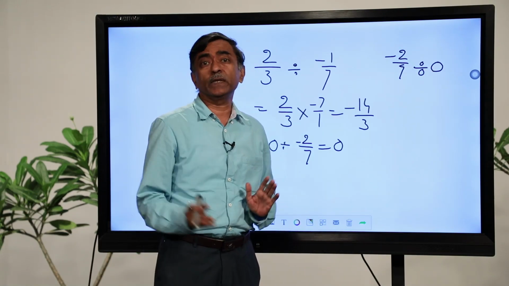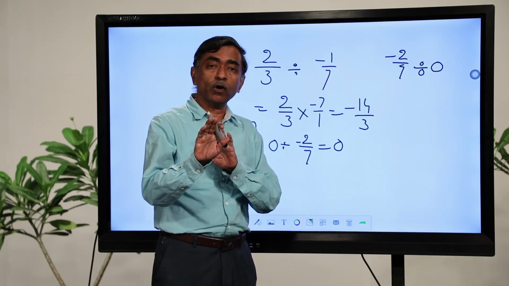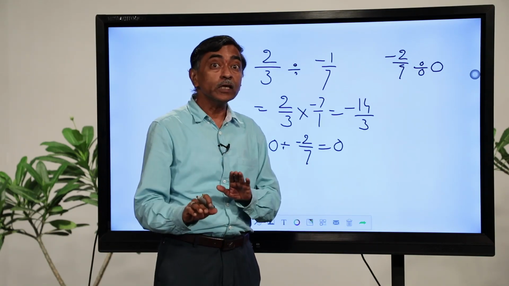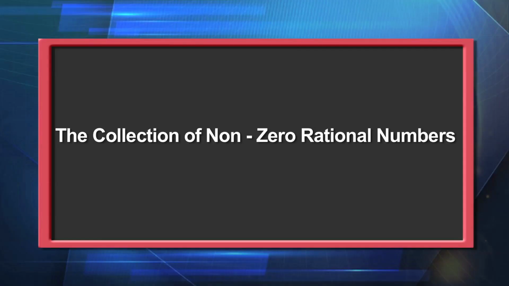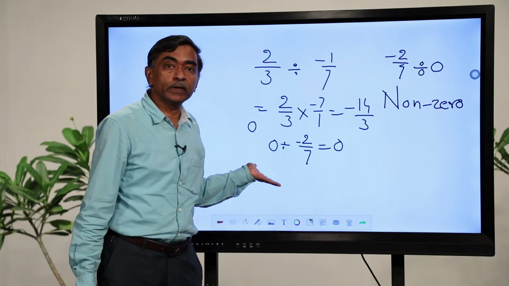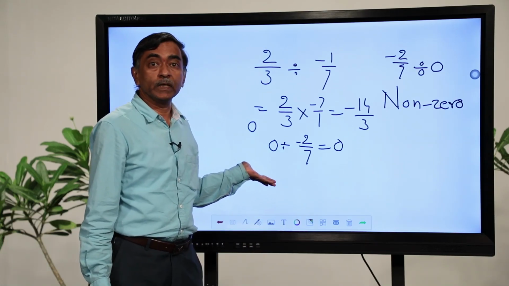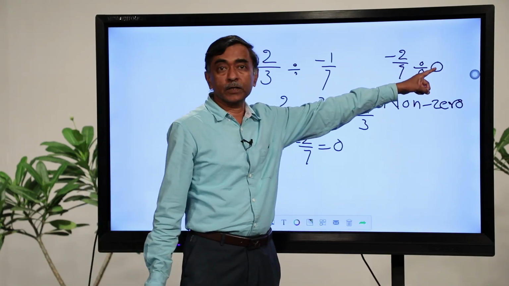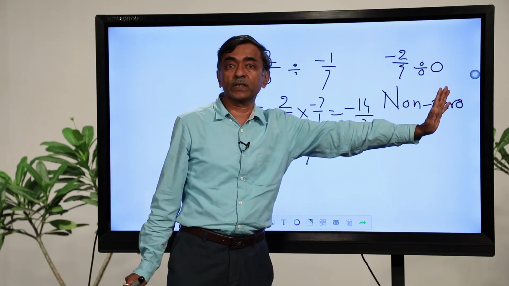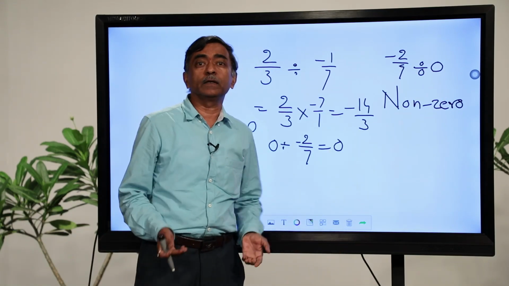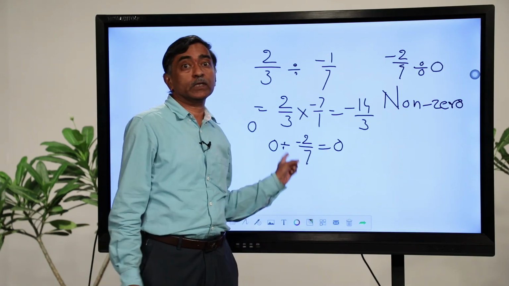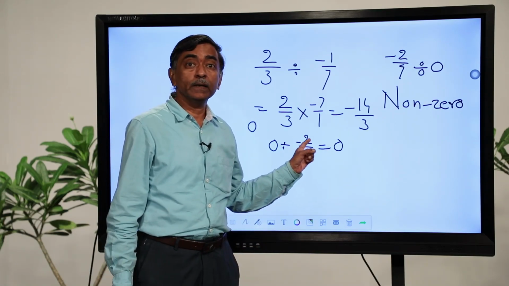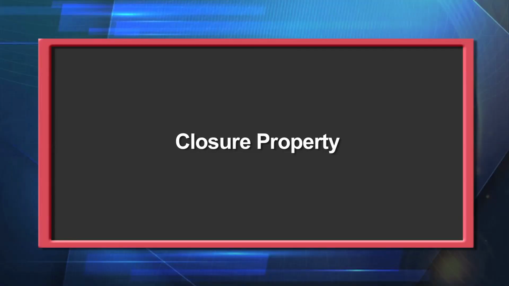If you remove this 0 from the collection of rational numbers, that is, you take the collection of non-zero rational numbers, you will find that the collection is closed under division, excepting this particular number. So, if you keep this number aside and take the remaining numbers from that collection, for them this operation will satisfy the closure property.